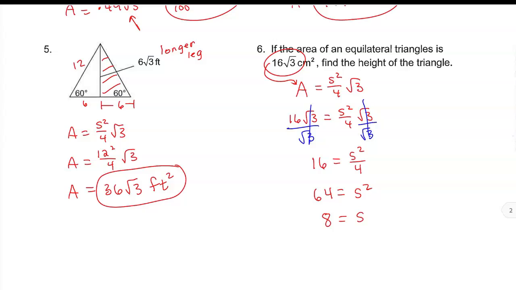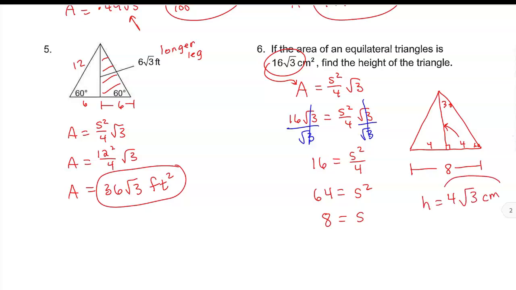That is not what I was being asked for. I was being asked for the height, so I'm not quite done yet. Remember, the height bisects the base, and if the whole side is 8, then half of it is 4. And that's the short leg of the 30, 60, 90 triangle. The longer leg is going to be 4 root 3. Height is 4 root 3, and the unit is centimeters.